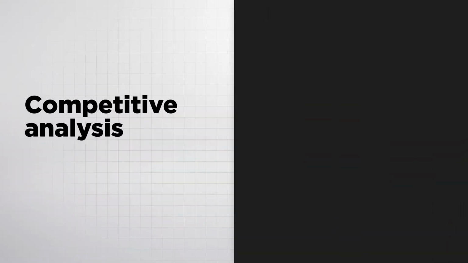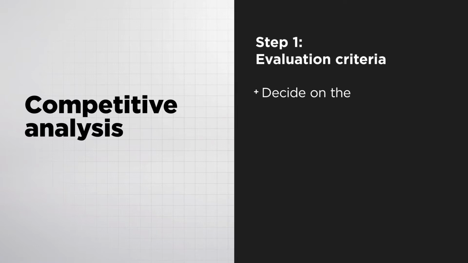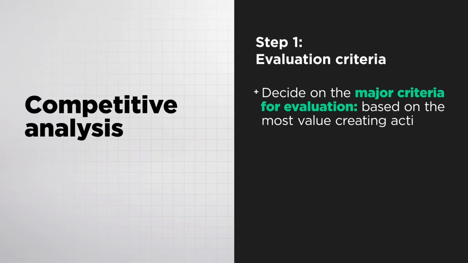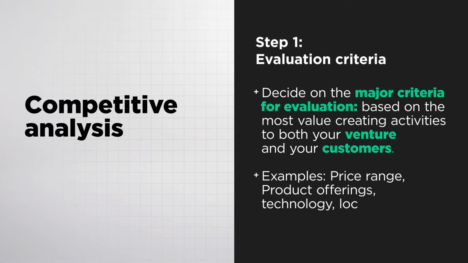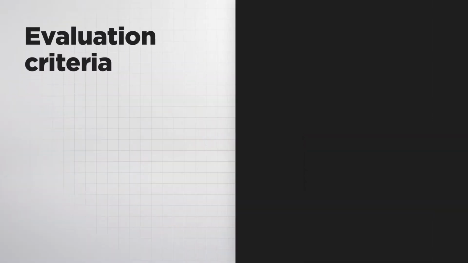The first step is the evaluation criteria. Decide on the major criteria for evaluation based on the most value-creating activities to both your ventures and to your customers. Examples for such criteria can include the price range, the product offering, the technology, the location, etc. Generally, competitive analysis can take on many shapes and forms depending on what we are evaluating. But this should give us a rough idea of what can be included.